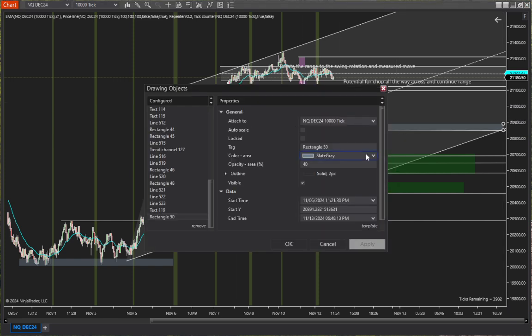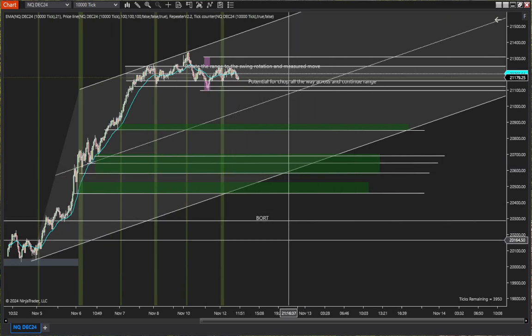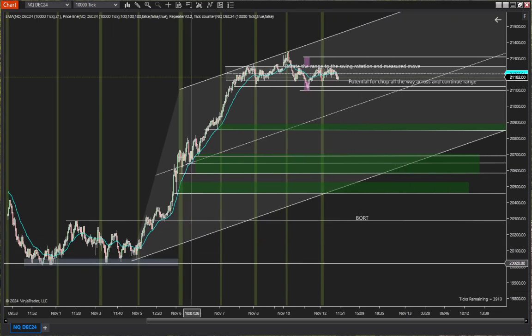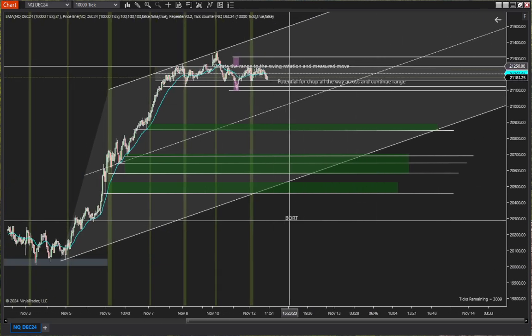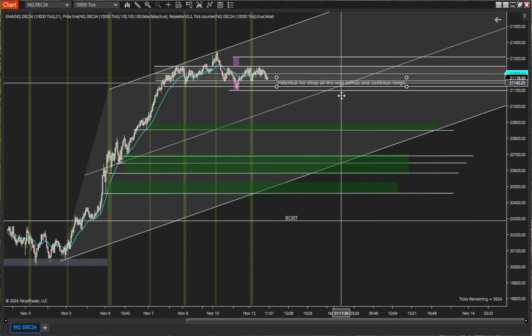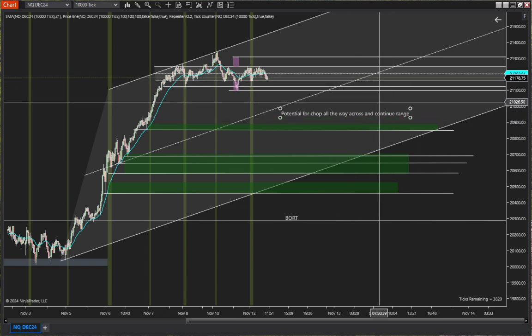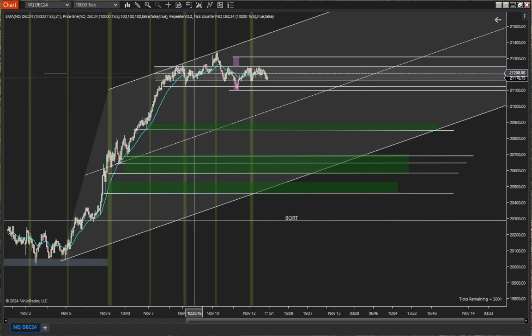We're going to get a trap. So I would be looking for traps below these areas, right? Breakout, retest. If we break back down in there, we might continue lower. But so far, this is what I have. Rotate the range, swing measured move, potential for, we already know I had this up there. Potential for chop all the way across and continue the range, which we have been doing for the past few days now.